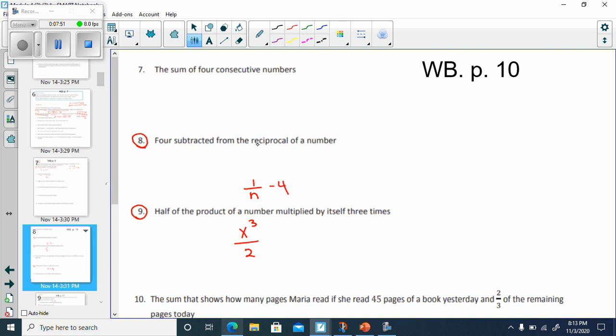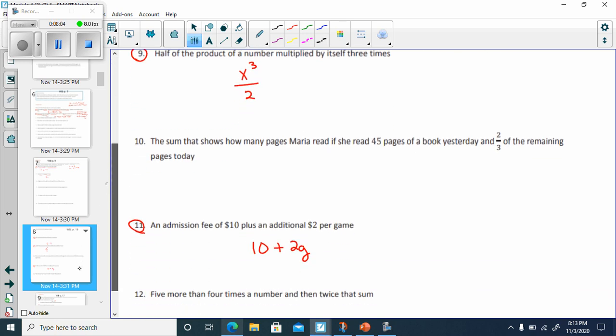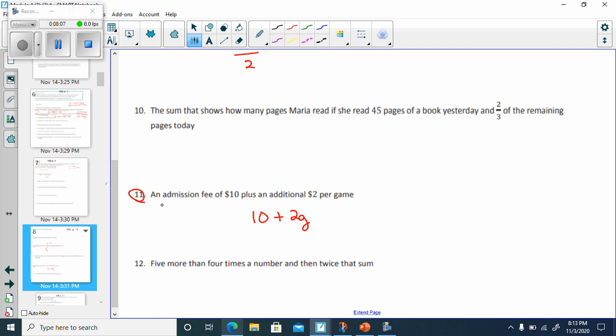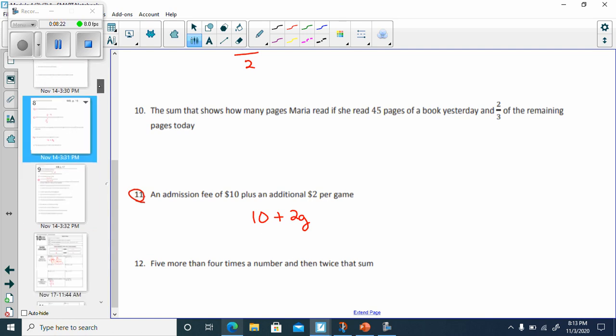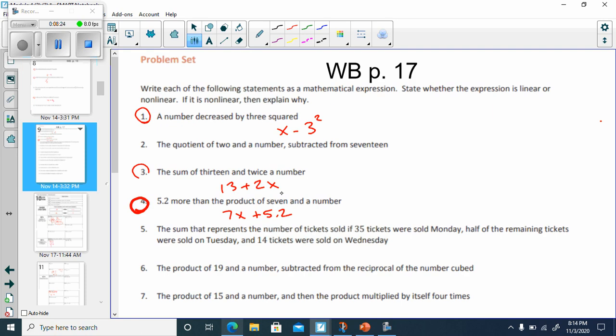This is 4 subtracted from the reciprocal of a number. Reciprocal is 1 over the number, right? You flip it over. 1 over n minus 4. Okay? And that's as far as we're going to go on. Number 11. An admission fee of $10 plus an additional $2 per game. If G is the number of games, it'd be 10 plus 2 times G. Okay? Now, that covers some ideas on word problems. We're going to stop on the word problems there.